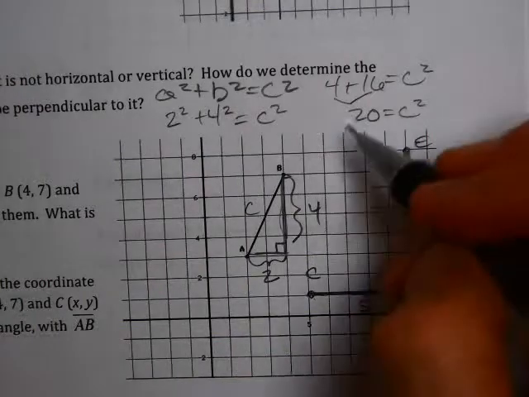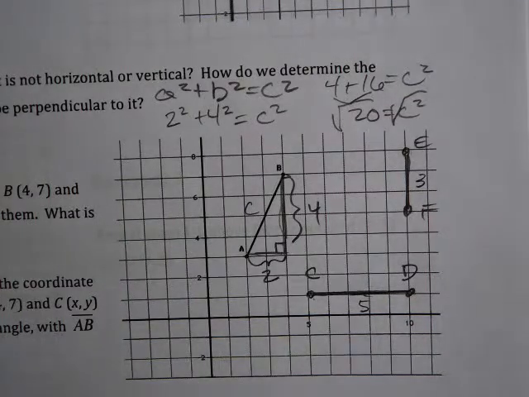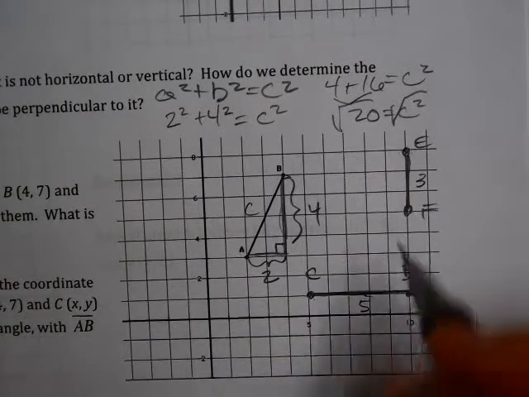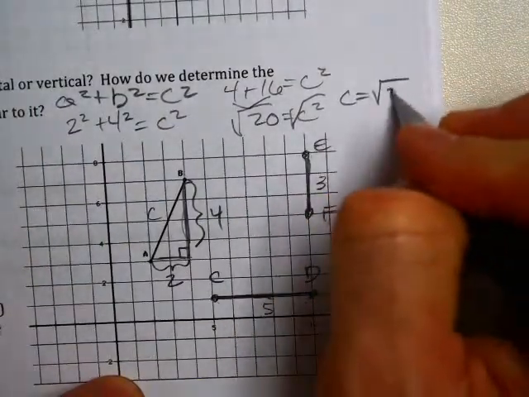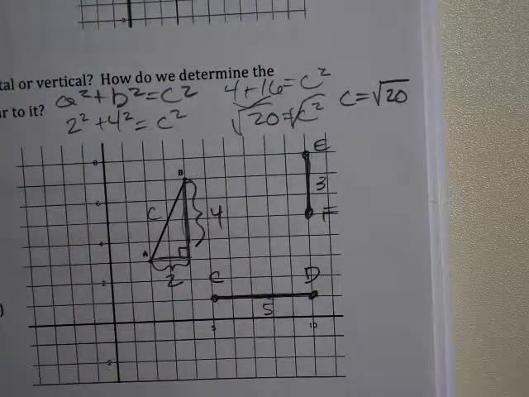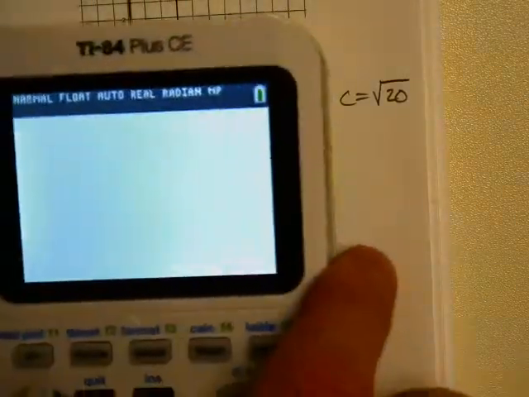Then you take the square root. What is the root of 20? Well, it's like 4 point something. So there are two ways I want you to answer this question: what's the exact answer, and what is the estimated answer? The exact answer is C equals the square root of 20. If you put the square root of 20 in the calculator, we will get 4.47.